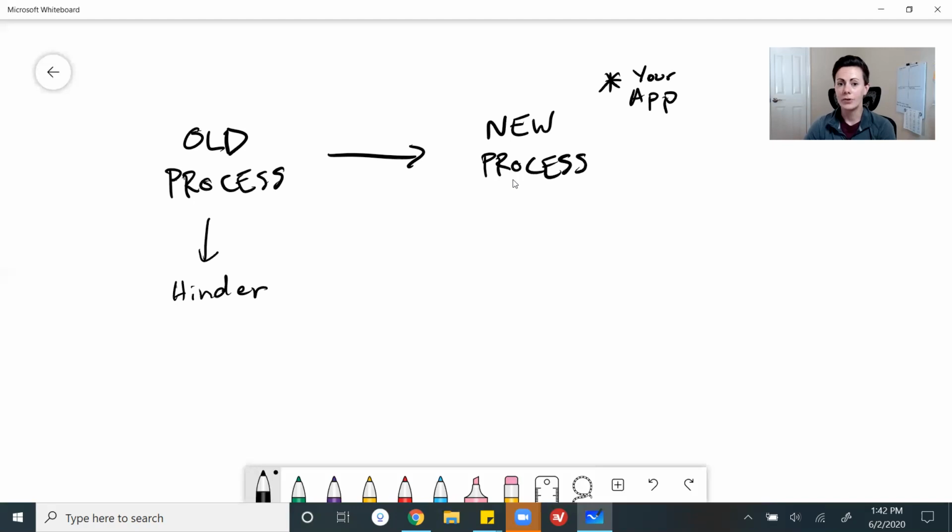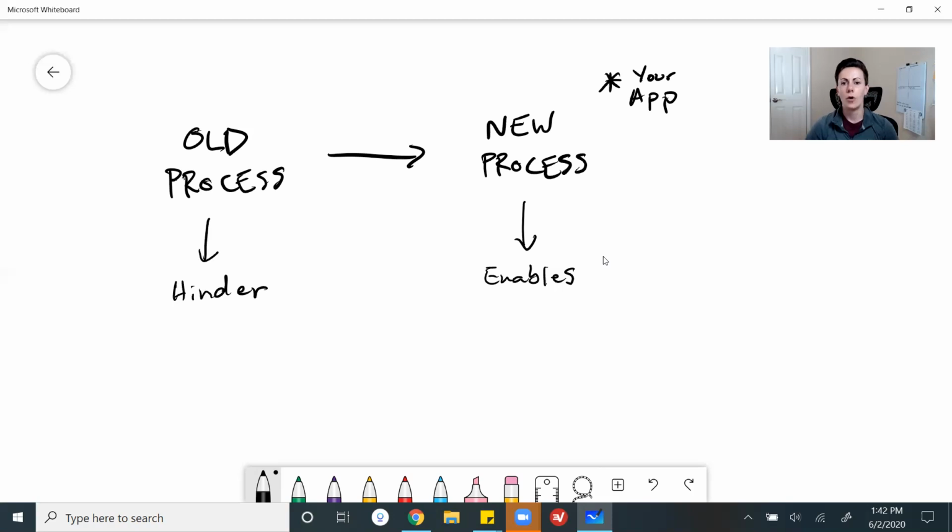Now, your app, or that new process, it solves those problems and therefore enables your buyers to achieve a different outcome. So instead of hindering them, it is enabling them to achieve something. So let's go through an example. Let's say you are building a job board app.